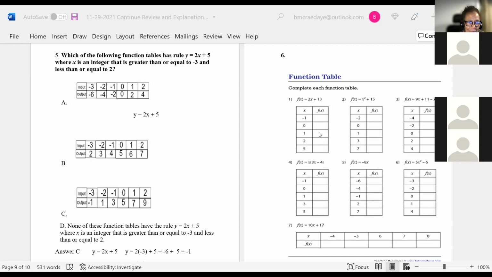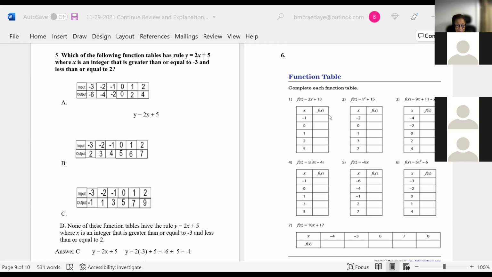The f of x is really your y. So 2 times negative 1 plus 13. And 2 times negative 1 is negative 2, plus 13 would be 11. So then you put 11 in the table. Got it? So you plug in the x, solve for the f of x. The f of x is really the y that we said over here, okay?